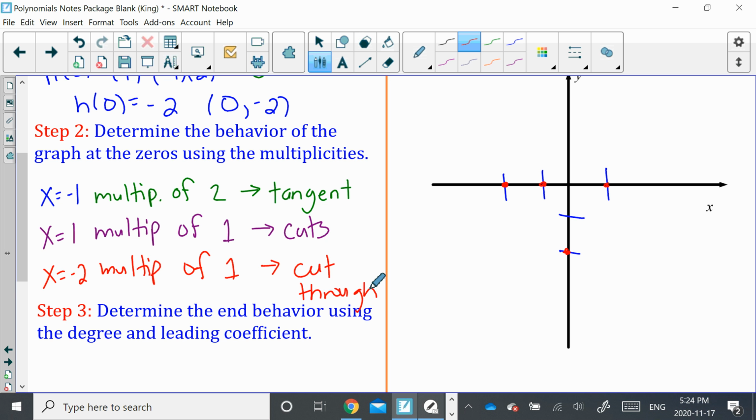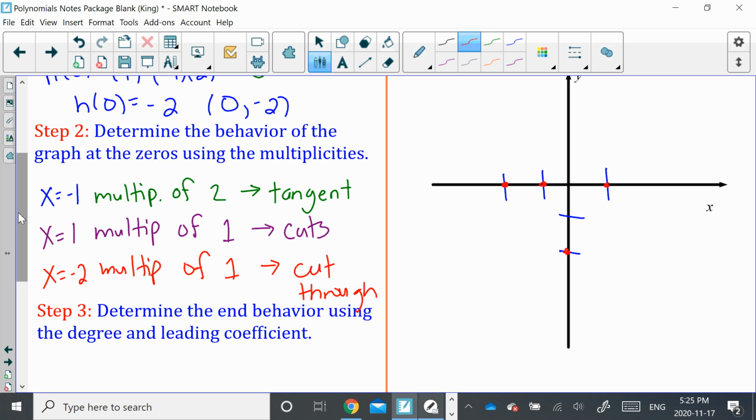Okay, so now we know the end behavior. So when we're drawing out this graph, I'm going to be looking at the behavior at each zero. So at x is equal to -1, I'm going to make sure it's tangent. It's not going to cut through this. At x is equal to 1 and x is equal to -2, these two, I'm going to make sure it cuts through. Okay, we want to know the end behavior of this graph.